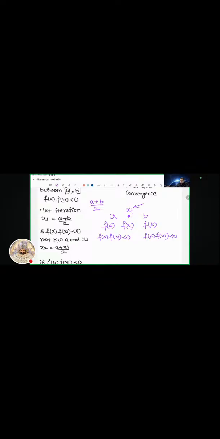Okay, f(a) I already know, and f(x1) I found out. I will multiply these two numbers. If it comes out to be negative, then the root will be between a and x1. But if this does not happen, and f(x1) times f(b) is negative, then the root is between these two. So let's say this happens, which means the root is between x1 and b.